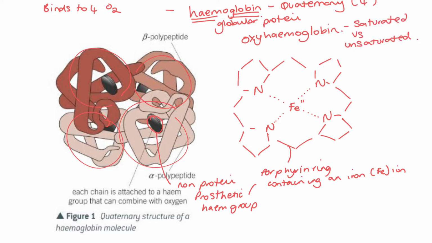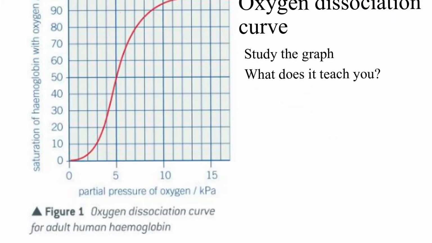So let's talk about oxygen transport around the body and how hemoglobin becomes saturated and how it gives up the oxygen at the tissues and organs, at the respiring cells of your body. This graph is called an oxygen dissociation curve. And it is showing you how saturated, so how full of oxygen, different hemoglobin molecules are. So percentage saturation of hemoglobin with oxygen at different partial pressures of oxygen. And notice that partial pressure is measured in kilopascals.